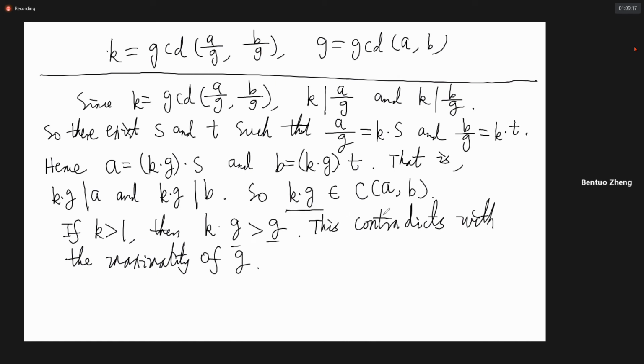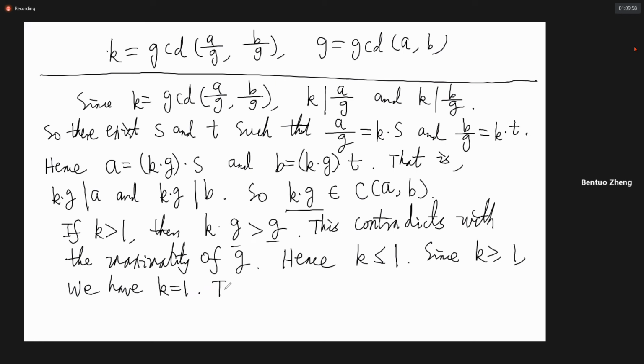Because kg is a common divisor of a and b, if kg is greater than g, then g cannot be the greatest common divisor. Hence, k has to be less than or equal to 1. But since k is also greater than or equal to 1, as we mentioned, we have k equal to 1. So the greatest common divisor of a over g and b over g is equal to 1.